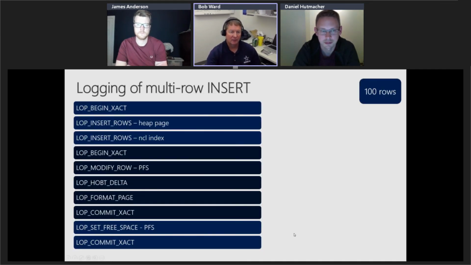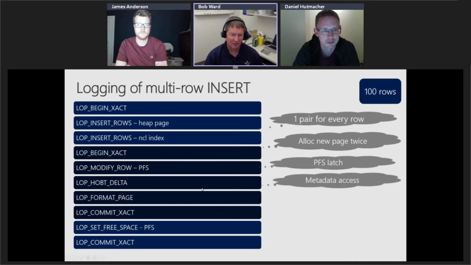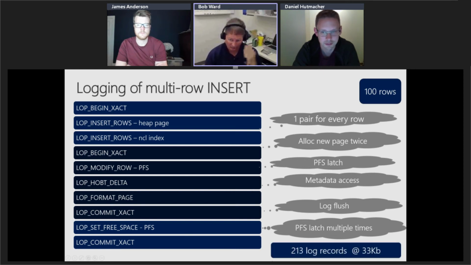And then if you look at logging, if you've ever done fn_dblog, you can just take a 100-row insert and look at all the stuff that has to take place, right? So for each row, in this particular case, I had a non-clustered index. I've got to insert into the heap and the non-clustered index. I've got to allocate pages potentially twice to do 100 rows. I need PFS latching. I need metadata access, which is what this Hobt Delta is all about. I need to do log flushing, and I've got to do PFS latching multiple times to update free spaces. And I think it took, in my single 100-row insert, which is a very small table, about 33K in the log. But for Hekaton, it's optimized.